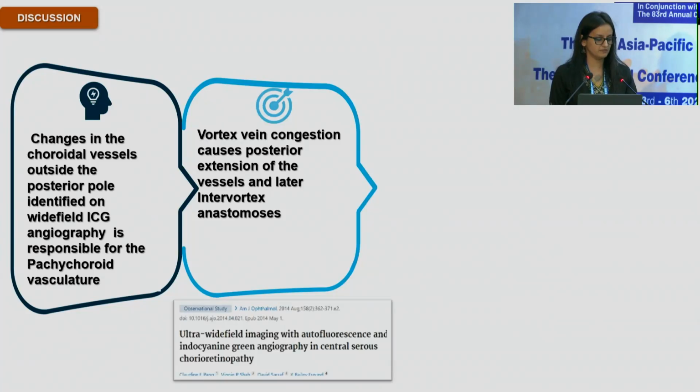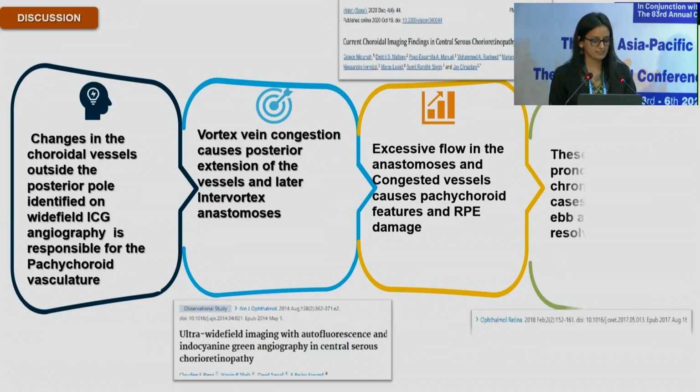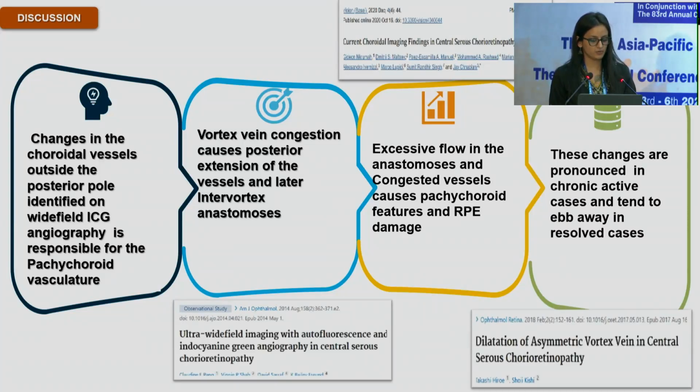So what we concluded was that the vessel abnormalities or remodeling led to congestion and then posterior extension with anastomosis, and the excessive flow through these vessels caused the RPE defects, and these were more pronounced in the chronic active cases and tend to ebb away and resolve in resolving cases.